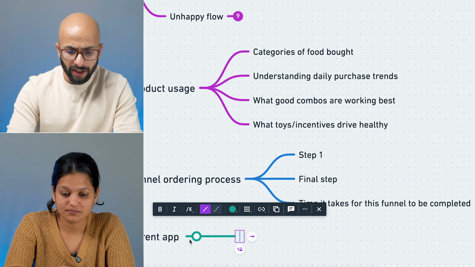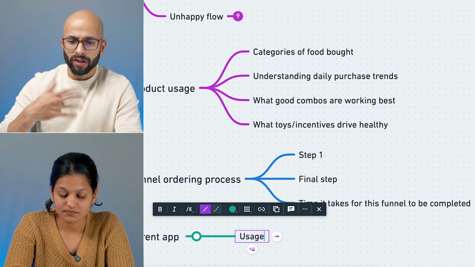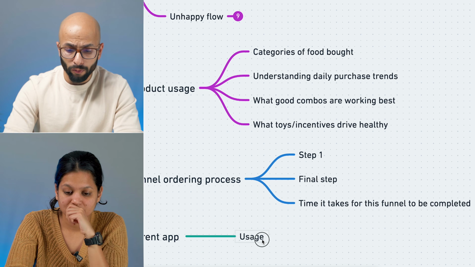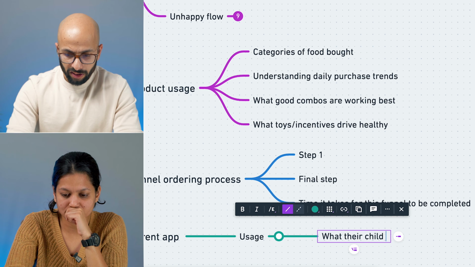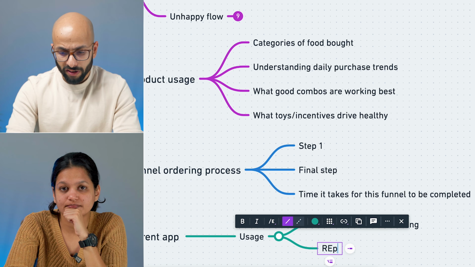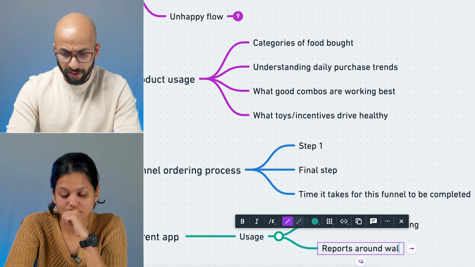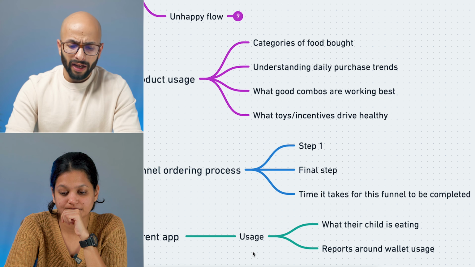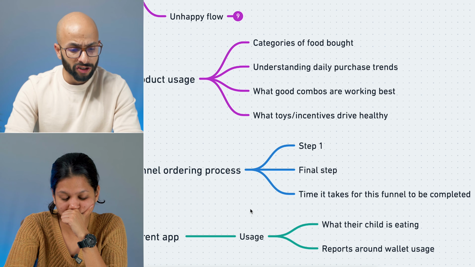And the parents app is all again about their usage. Inside their usage, they're probably tracking mostly what their child is eating, reports around money, about their wallet usage, right? Primarily. And just themes around those is what I would want to track in the initial phase.